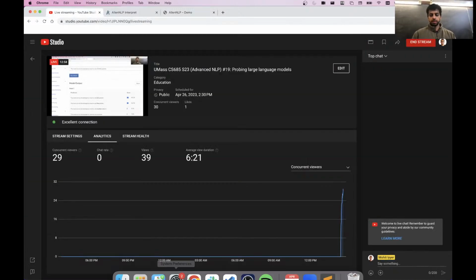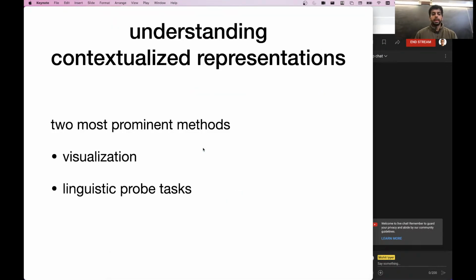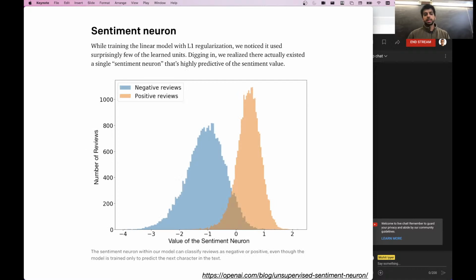All right. Let me go back here. Okay, so when we're trying to understand the behavior of these models, we can either do visualization, like in that demo, or we can devise linguistic probe tasks, which allow you to train a small model over the representations of the large pre-trained model to check whether the representation contains any information about a specific type of knowledge that you want to probe for. So we'll continue with the visualization theme.